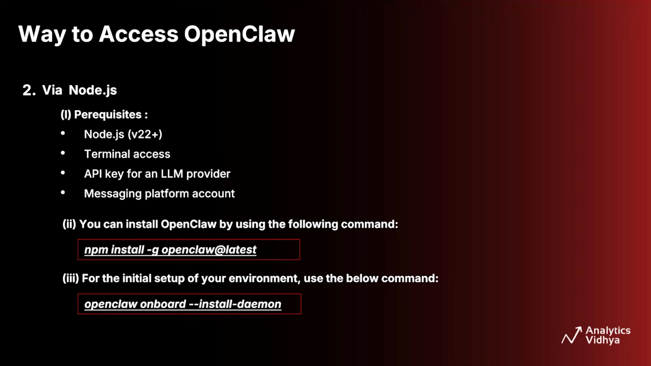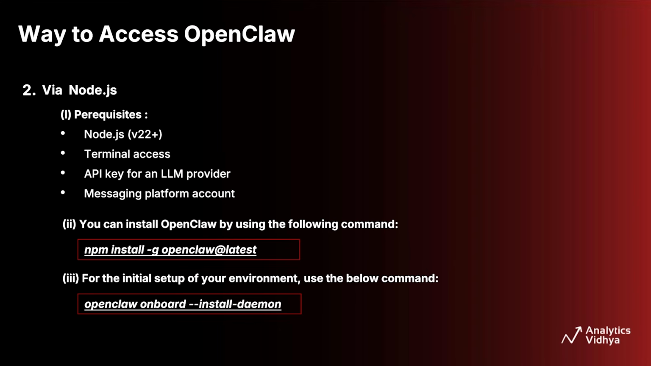Now, let's look at the Node.js based setup, which is slightly more involved but also more powerful. First, there are a few prerequisites. You need Node.js, terminal access, an API key for an LLM model, and at least one messaging platform account. Think of this like setting up a smart home system. Before automation works, you need Wi-Fi, devices, and permissions in place.